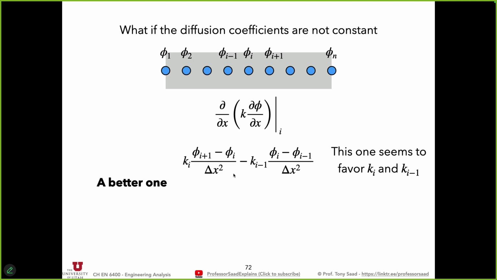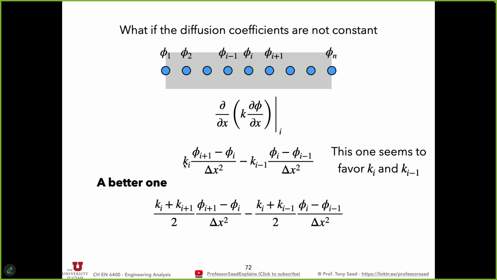So then a better formula for this would be to say, okay, instead of taking ki, I'm going to take the average between ki and ki plus 1. And instead of ki minus 1, I'm going to take the average of ki minus 1 and ki. Now, this comes from what we call finite volume approximations. So don't worry about that. Just know that this is one of the best formulas you could use to discretize this.